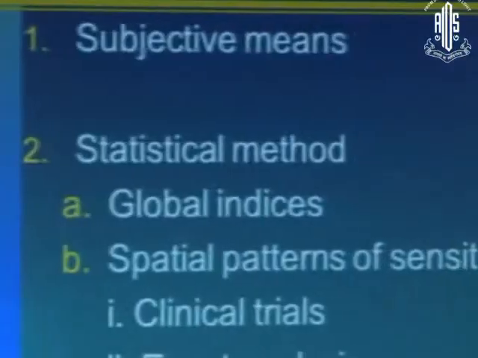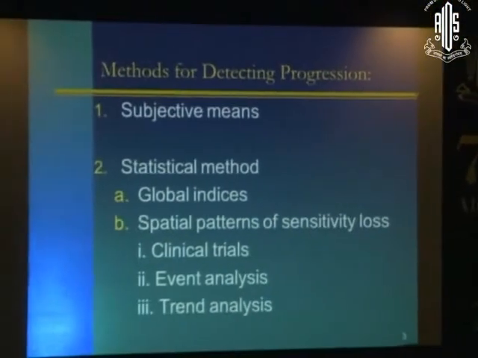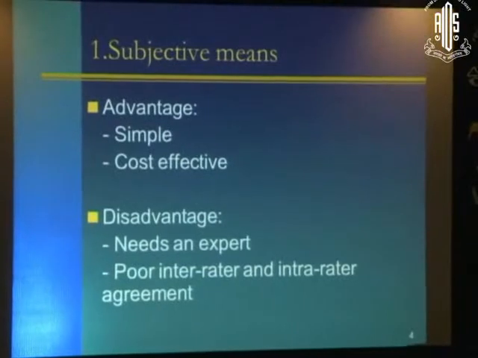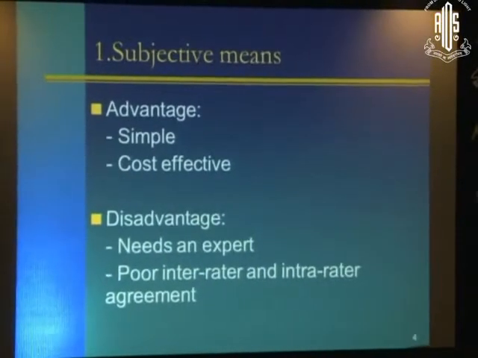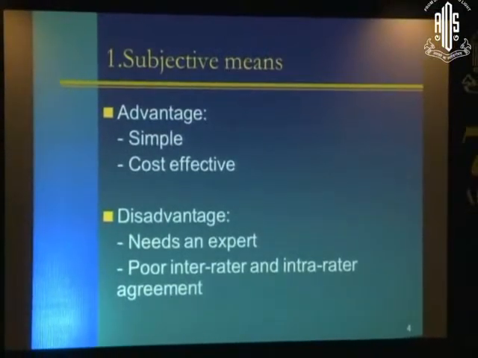If you remember these two, it is useful not only for the visual fields, it will be useful even when you use the HRT and other things, when you look at the progression. So subjective means very simple, cost effective. It's just to look at the visual fields and try to say whether it is progressing or not. Unfortunately, it needs an expert to look at it, and there is poor inter-rater and intra-rater agreement. Same expert may give two different opinions when they look at those visual fields some other day.